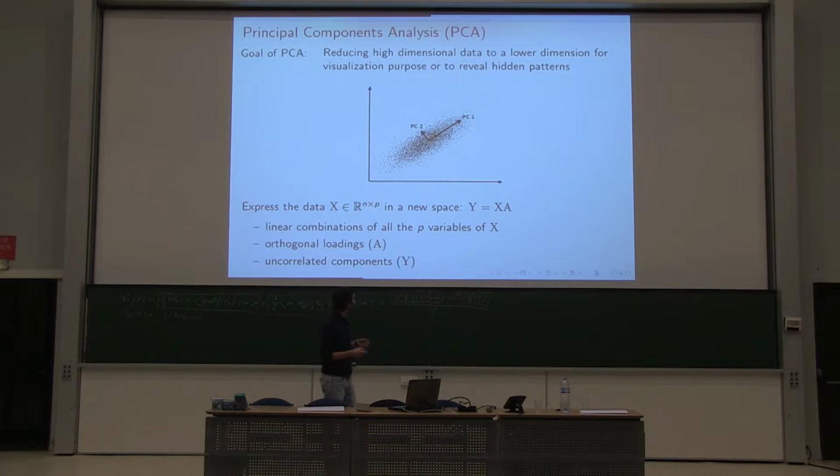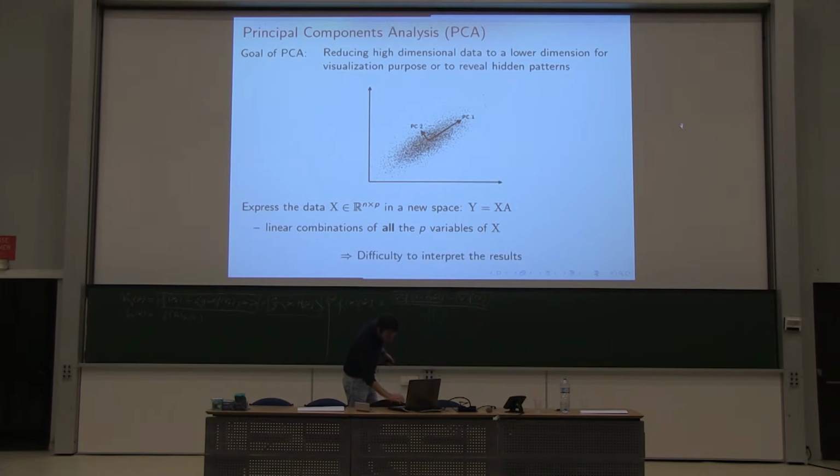And PCA also has the properties that the loadings are orthonormal, actually, and the components are uncorrelated. However, it has one obvious drawback if you are used to work with high-dimensional data sets, is that the components are a linear combination of all the p variables. So in practice, you can easily apply PCA and visualize the results, but it's very difficult or even impossible to interpret the new variables, so the axes.